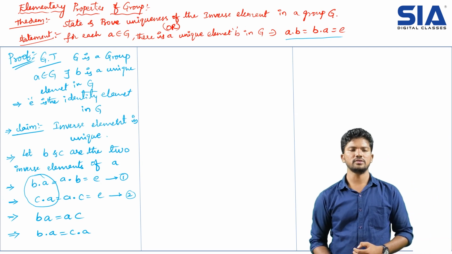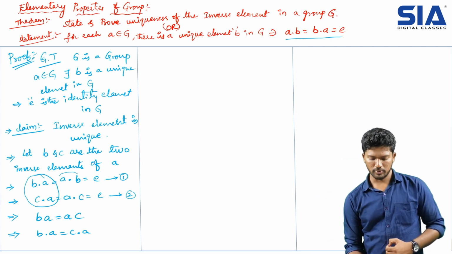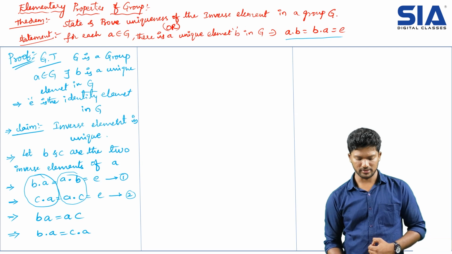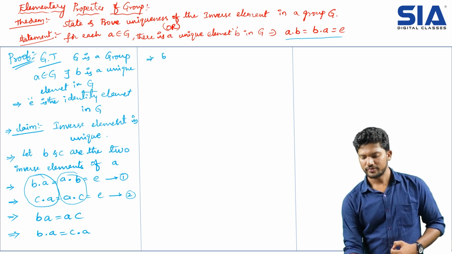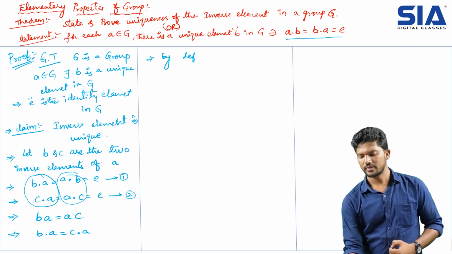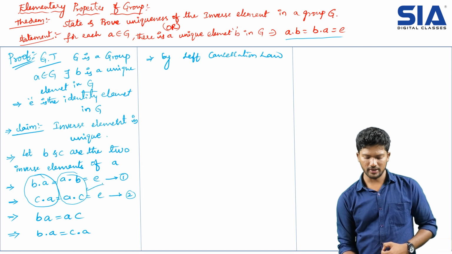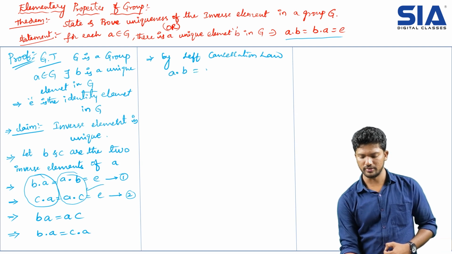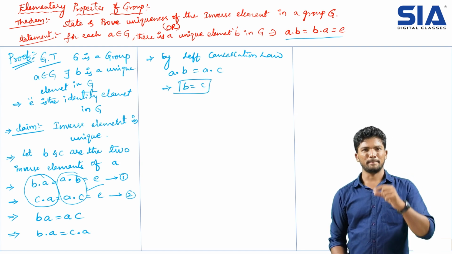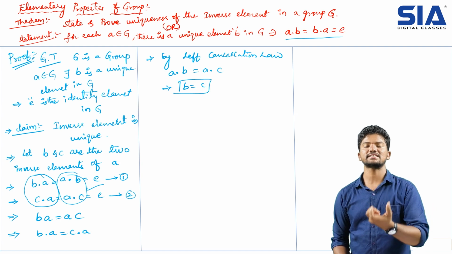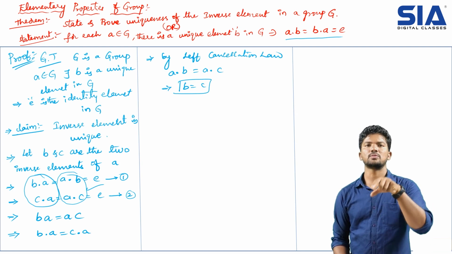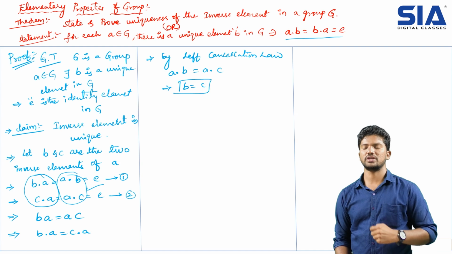You can equate B into A is equal to C into A, or A into B is equal to A into C. So now, by the left cancellation law, if you take A into B is equal to A into C, then we can write B is equal to C. What are B and C? B and C are the individual inverses of small a. Now what we got? Both are equal. So therefore the inverse is unique.